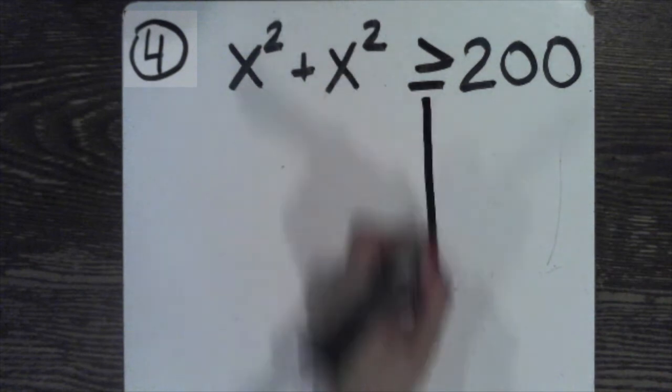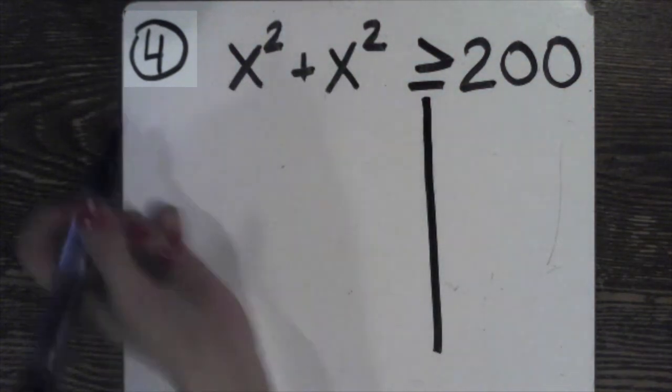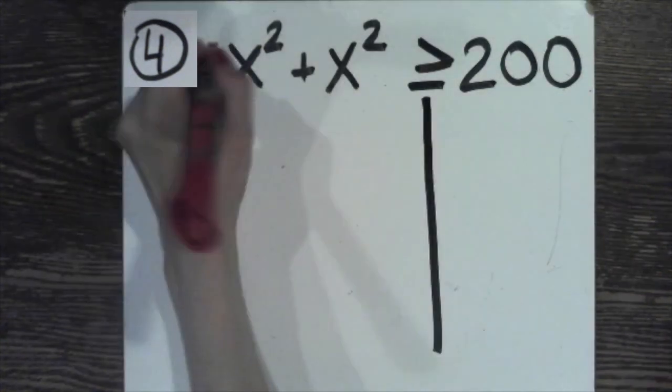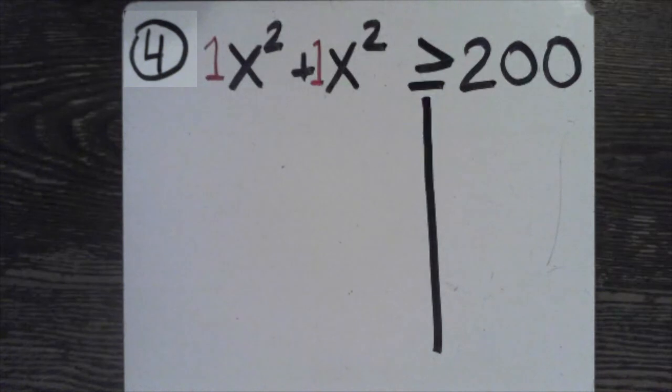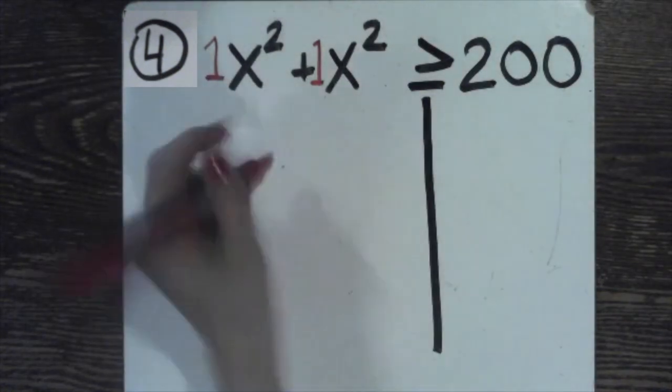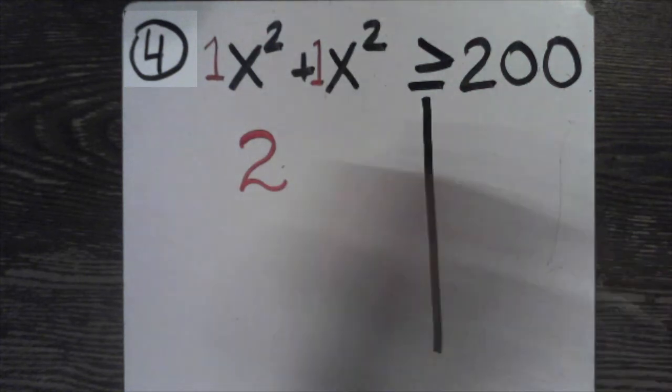Let's take a look at x squared plus x squared is greater than or equal to 200. We have x's on the left side, so we're going to focus there. And I notice I have 1x squared plus 1x squared. They both have exponents. And there's 2 of them. So I'm going to say that I have 2x squared.